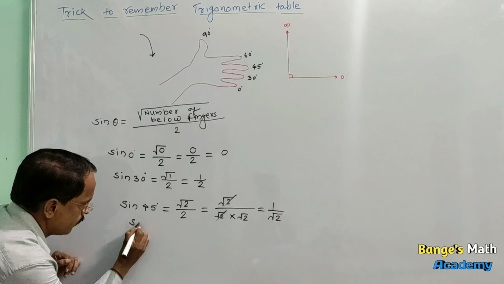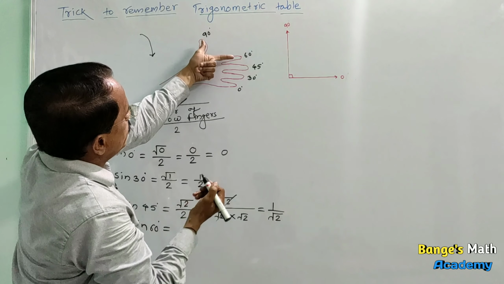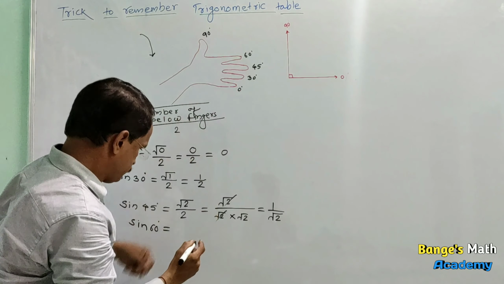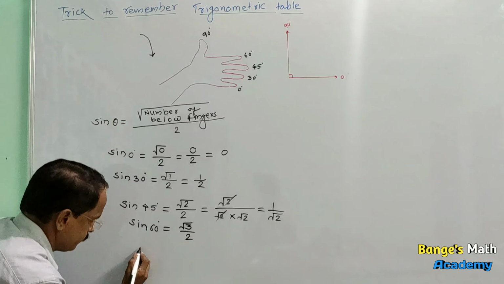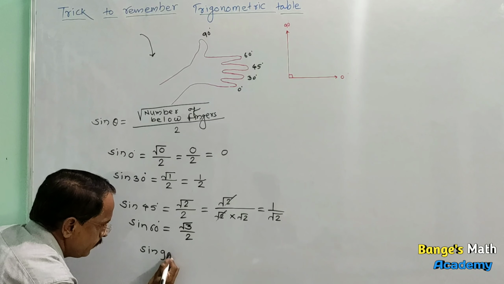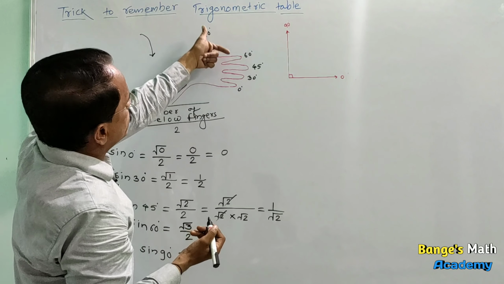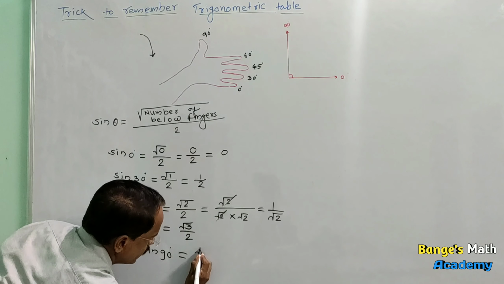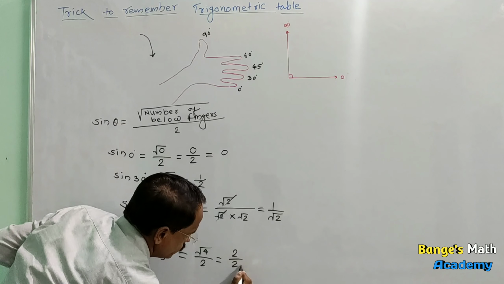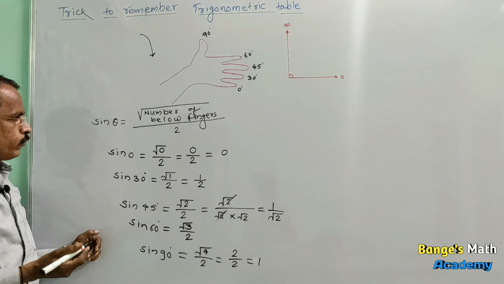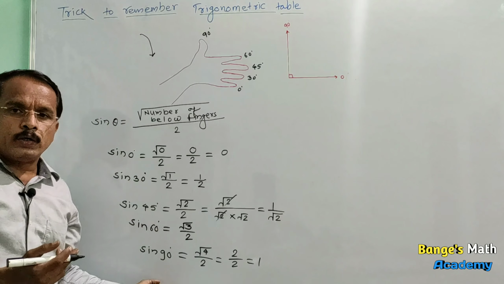Then sin 60 degree. See, number of below fingers 1, 2, 3. Square root of 3 upon 2. Then sin 90 is equal to number of below fingers 1, 2, 3, 4. Square root of 4 upon 2 is equal to, square root of 4 is 2 upon 2 is equal to 1. So we find the values of sin theta from 0 to 90 degree.